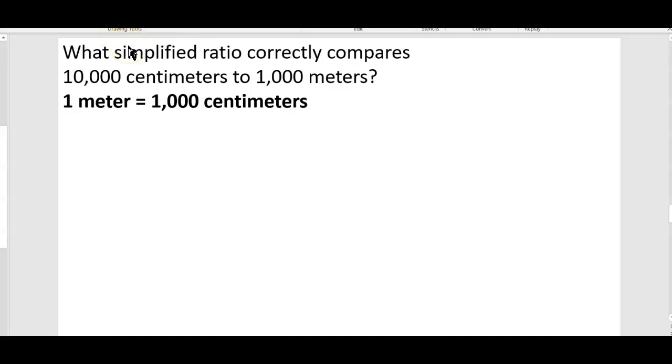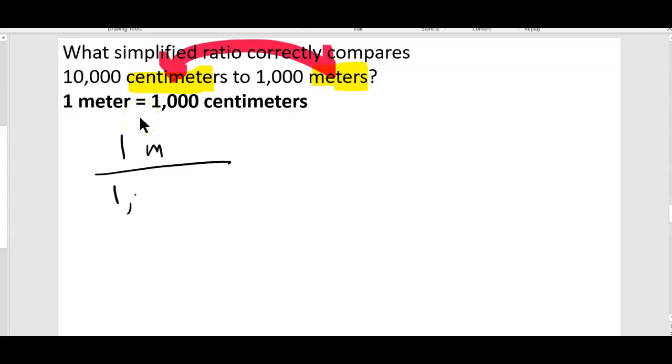Okay, simplified ratio correctly compares 10,000 centimeters to, see, here's the centimeters to meters. We need to be the same units. These need to be the same, not different. So, should we go to meters? Which one's easier? I don't know. 1 meter is the same thing as 1,000 centimeters. So we have to pick. Do we want to change the centimeters to meters or change the meters to centimeters? I think it's going to be easier to change the centimeters to meters myself.